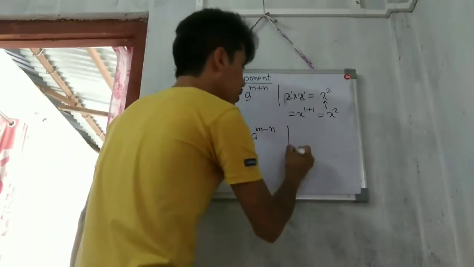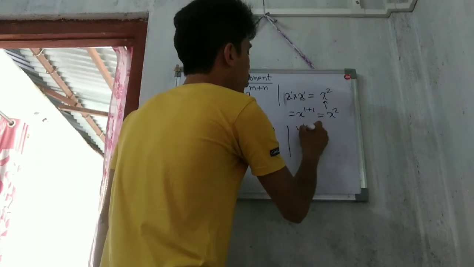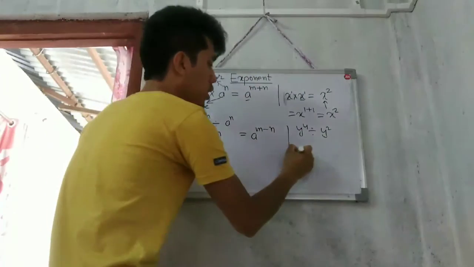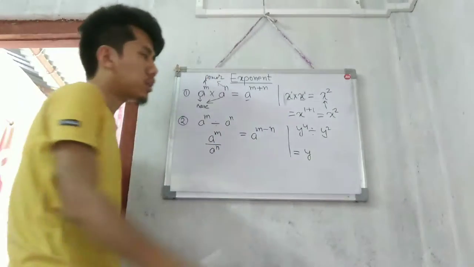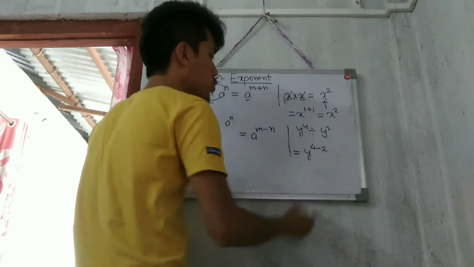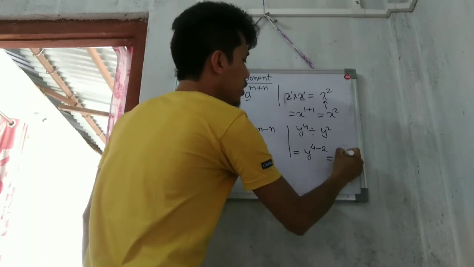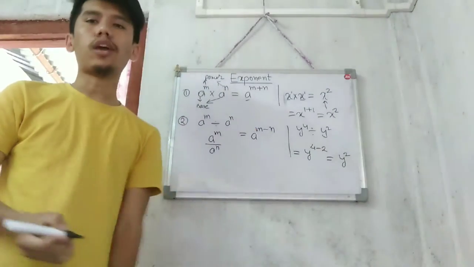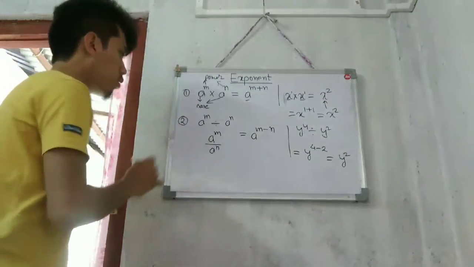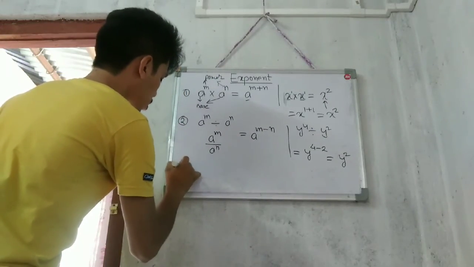Example, if I say divide y to the power 4 by y squared, simply the y will be y, and the powers will now be subtracted. So 4 minus 2 is 2, that is y squared. So the answer is y squared. So this is the number 2 formula. Okay. Now the next formula is number 3.